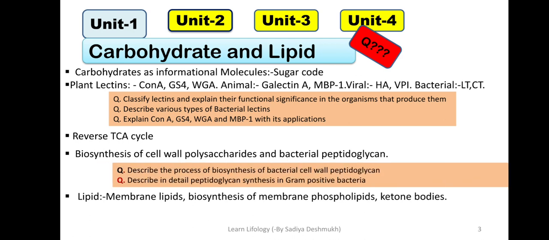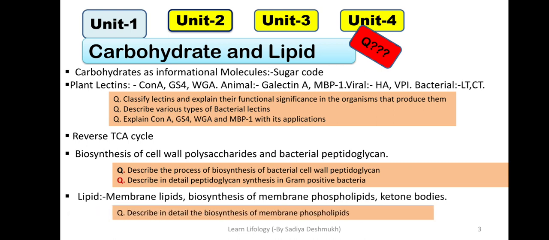The next commonly asked question is from the biosynthesis: the biosynthesis of the bacterial cell wall, peptidoglycan, and the second is again the synthesis. The question is from peptidoglycan synthesis, but here it is mentioned in gram-positive bacteria. There is no major question from the reverse TCA cycle in the previous year question papers, so that's why I have not written a question from the reverse TCA here. Instead, short answer questions are asked from this point that I explained in the last slide.